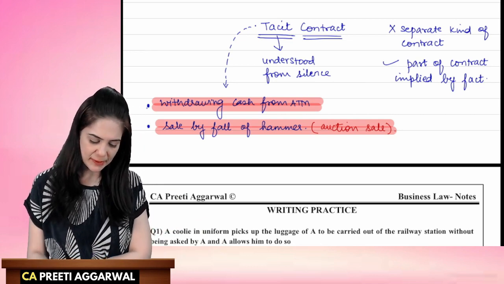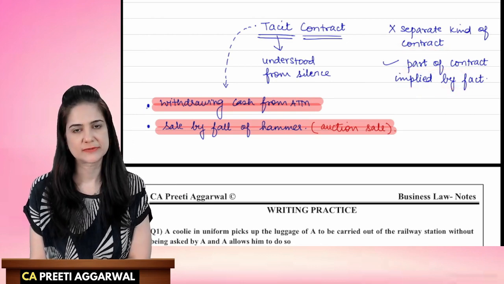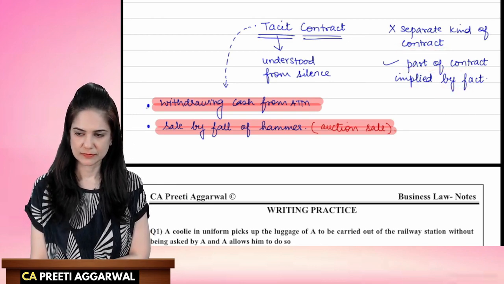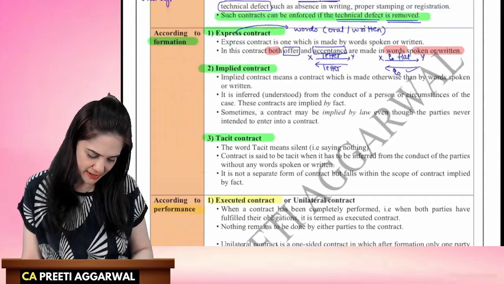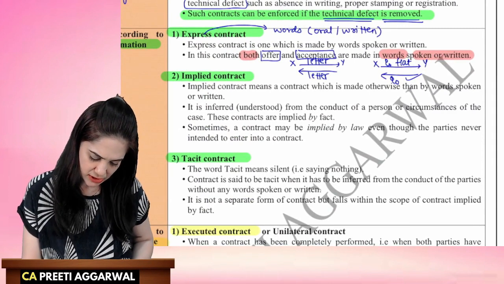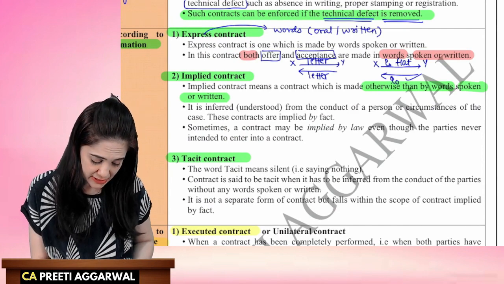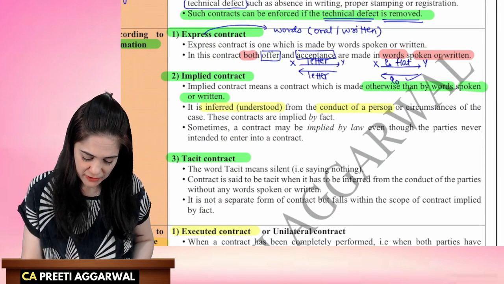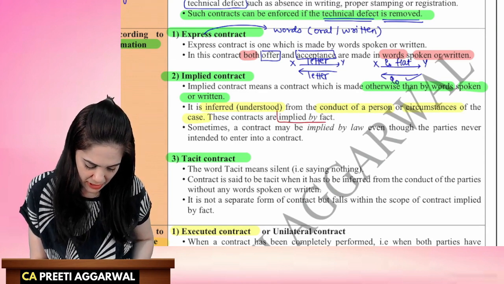So this is not a separate kind of contract. It is a part of implied by fact. Done writing? So implied means it is made otherwise than by words, either spoken or written. It is inferred, it is understood from the conduct of the parties and circumstances of the case. These are implied by fact.